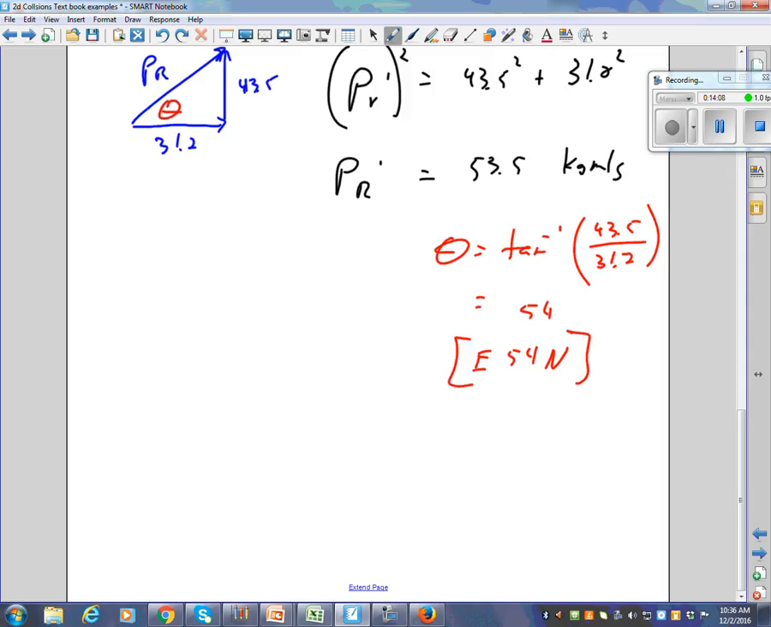That's the direction, but we want the velocity, so P equals mv, and I purposely put that space over there because we kind of like having the velocity over on the left. So the momentum is this value here of 53.5. The mass, I think, was 19.5. We're solving for the velocity, and you get 2.7 meters per second.